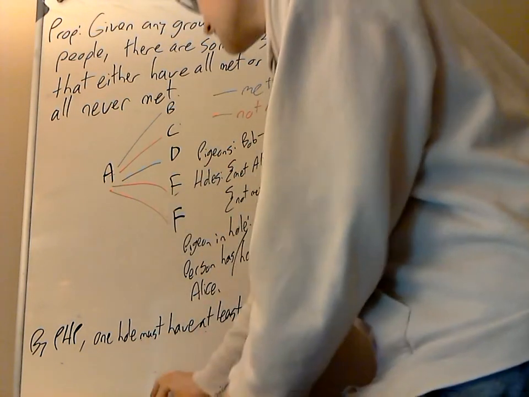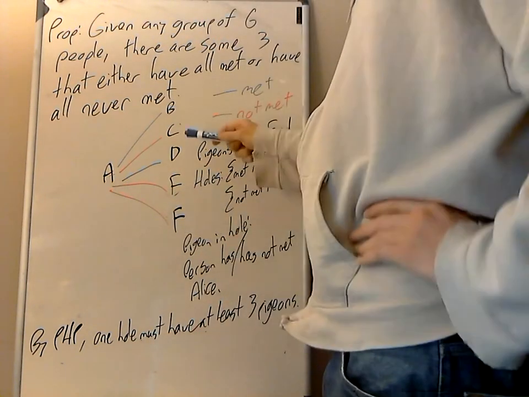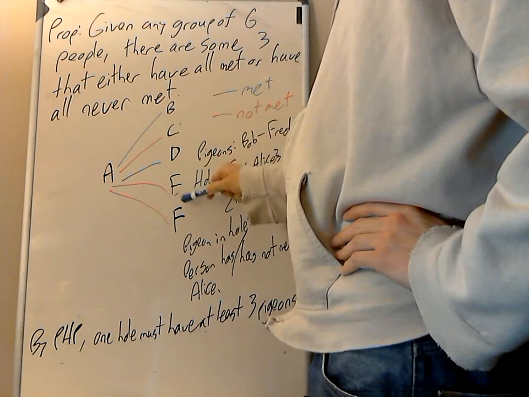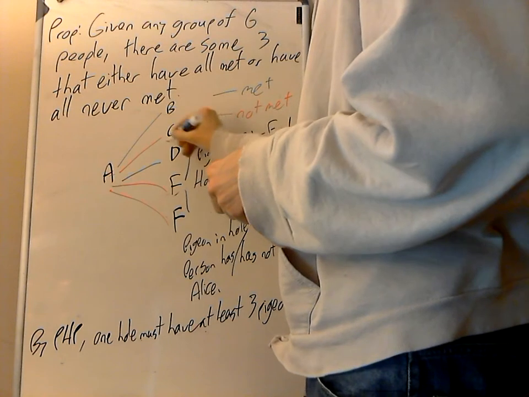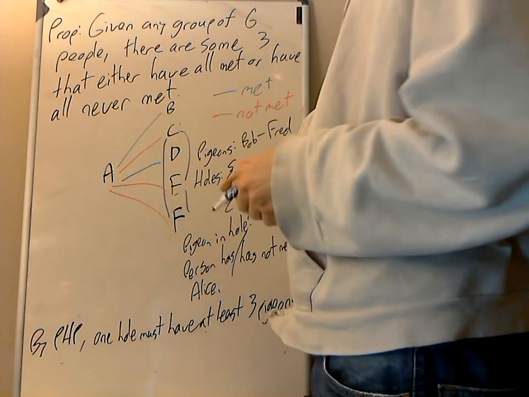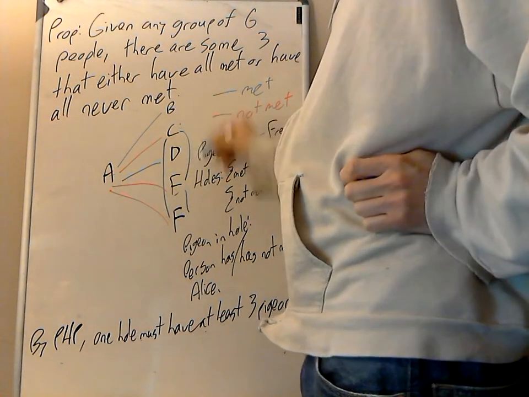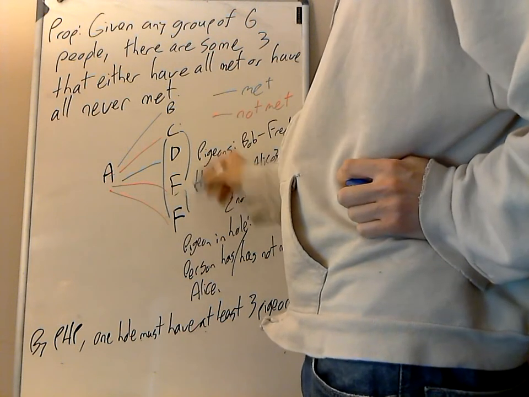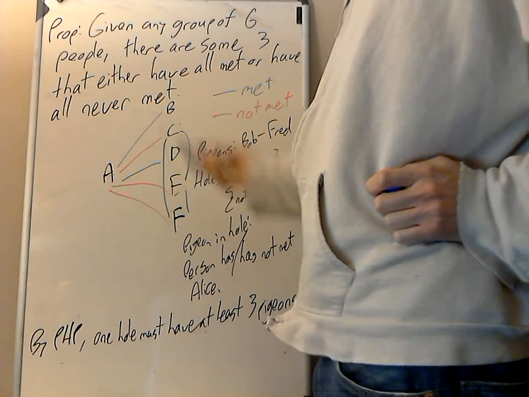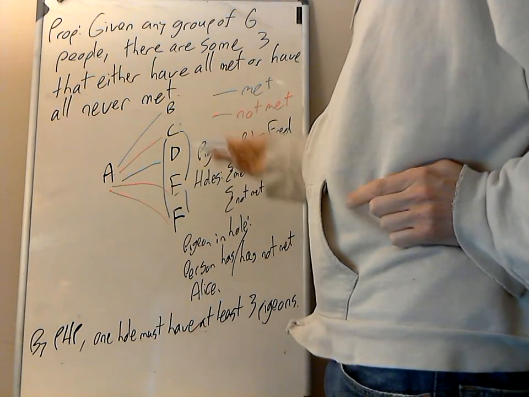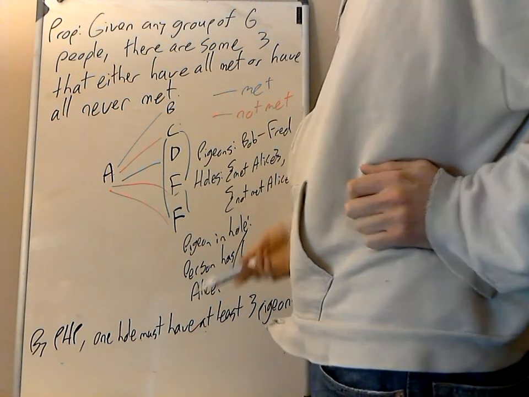The second case is in which all 3 of Charlie, Eve, and Fred have met each other. In this case, this group of 3 people, Charlie, Eve, and Fred, form a group of 3 people that have all met each other. So in either case, we know that there is some set of 3 people that have either all met or have all never met.